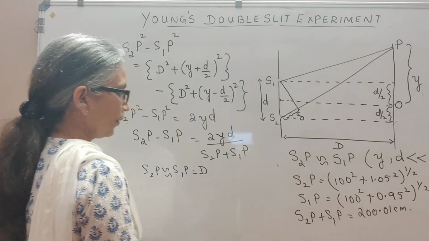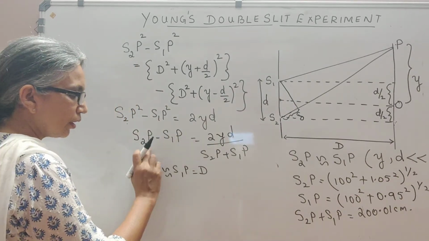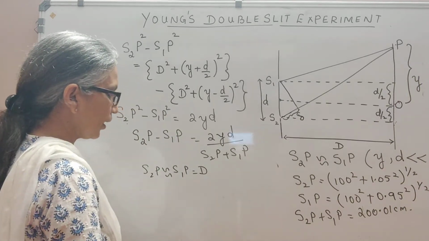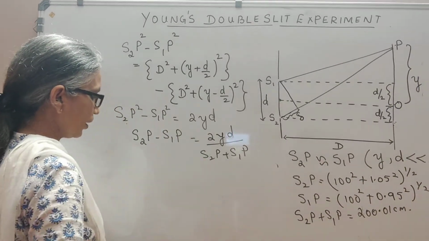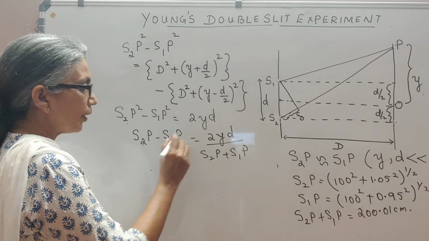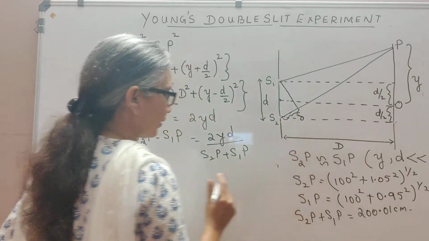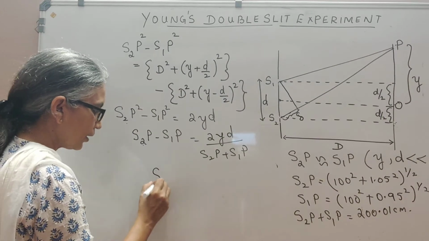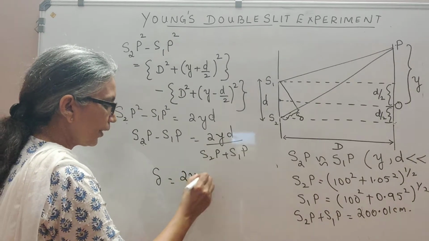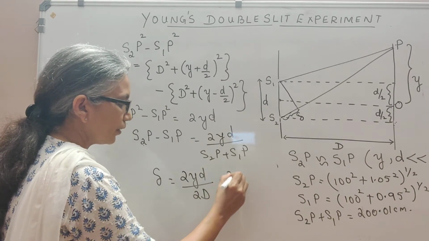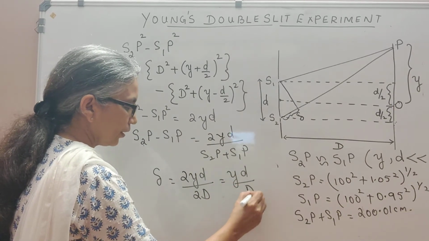So I can't do that here, because if I do that here, then this becomes 0. So on the right hand side, I'll take the assumption and I may write this S2P minus S1P, which is what we have as delta. So I may write that as delta is equal to 2Yd by D plus D, that is 2D, and I get this as Yd by capital D.